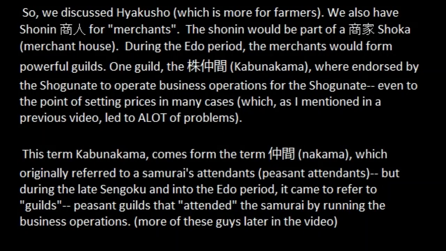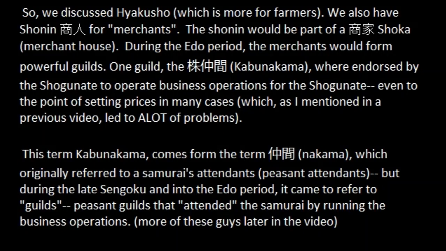But that actually is a huge problem. That's a significant amount of power. So if you're saying, oh well, peasants in Japan had no power, that's not true. The Kabunakama, which is a nakama, a guild built from the shoka, the merchant houses, had a ridiculous amount of power. These guys had more power than your average samurai. Your average samurai got this much power, well, these merchant houses had more power than them in many cases.